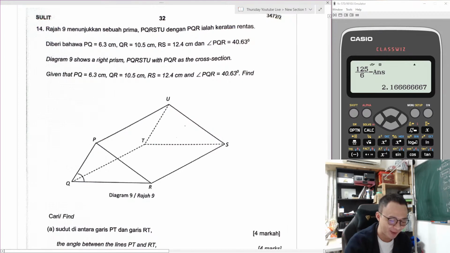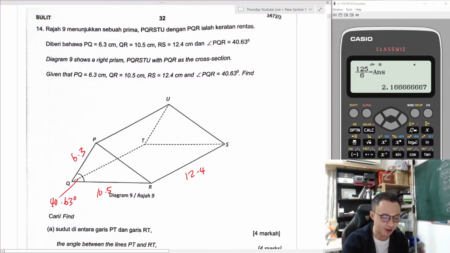Okay, so P to Q is 6.3. Q to R is 10.5. R to S is 12.4. And then we have some angle here, 40.63 degrees, PQR. I write it outside because this 3 dimension later will look very complicated. This is all the information I have.